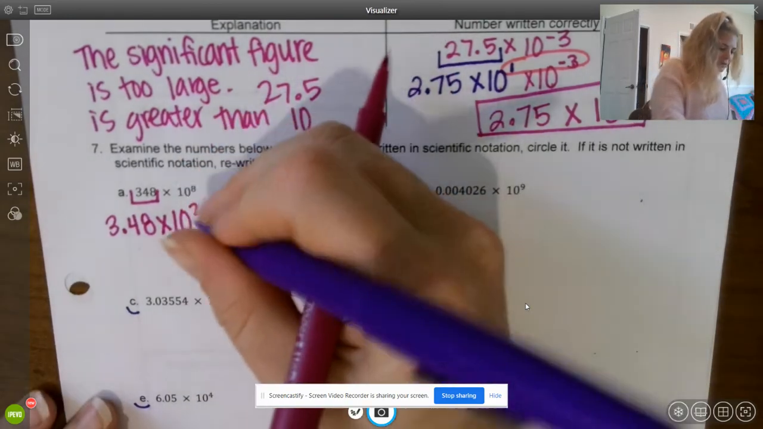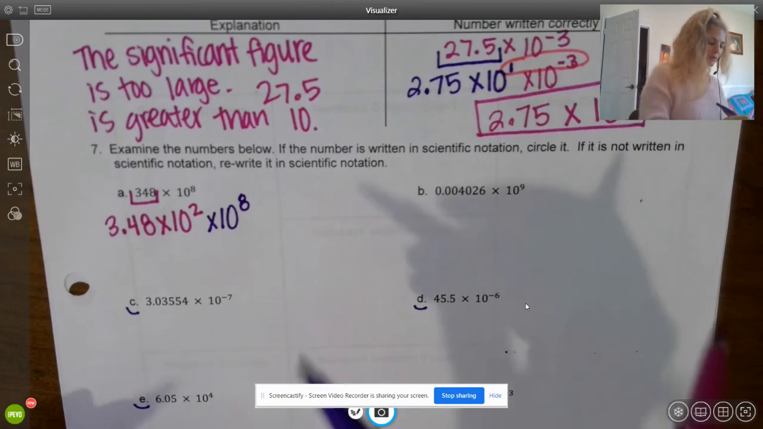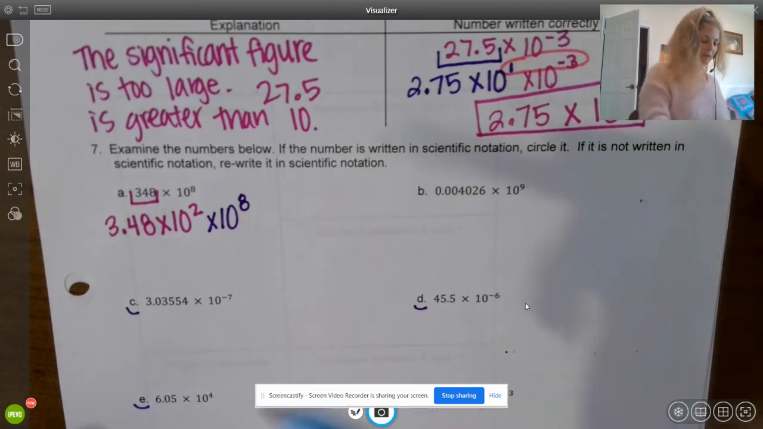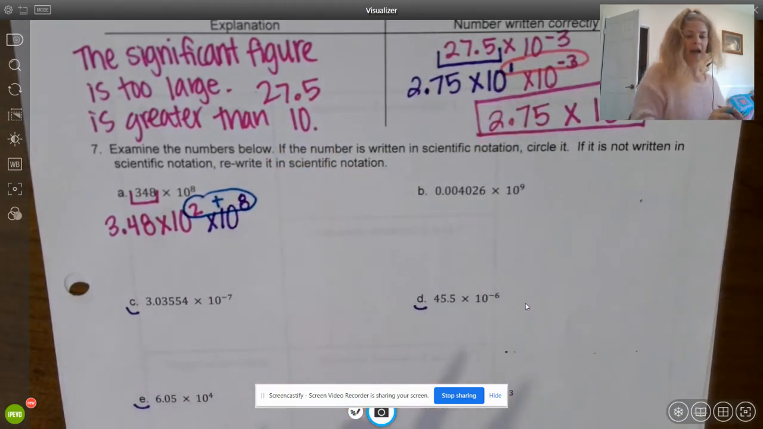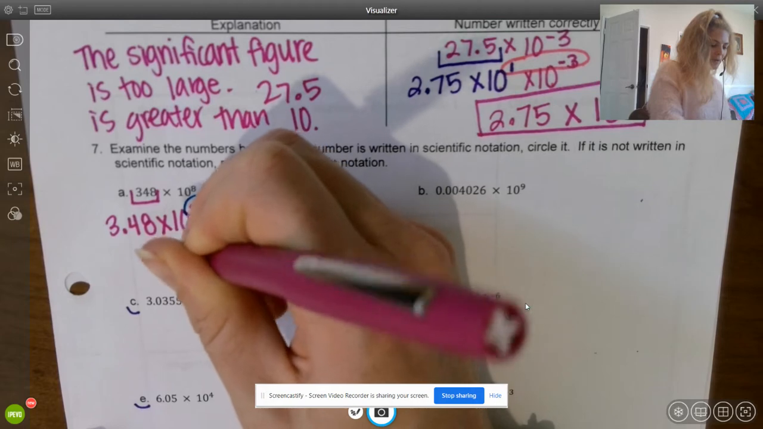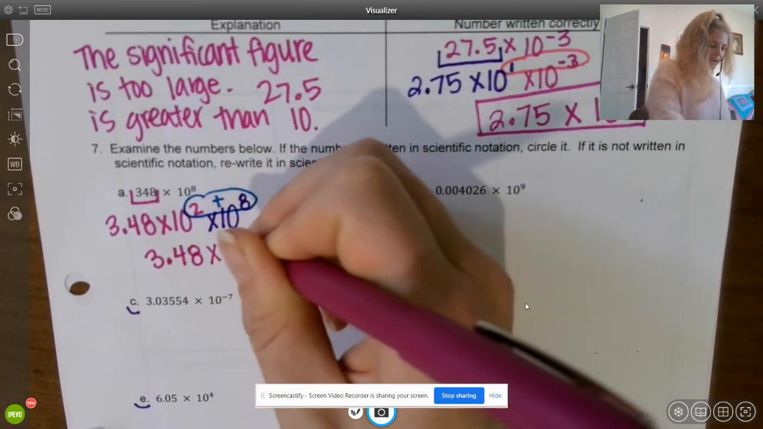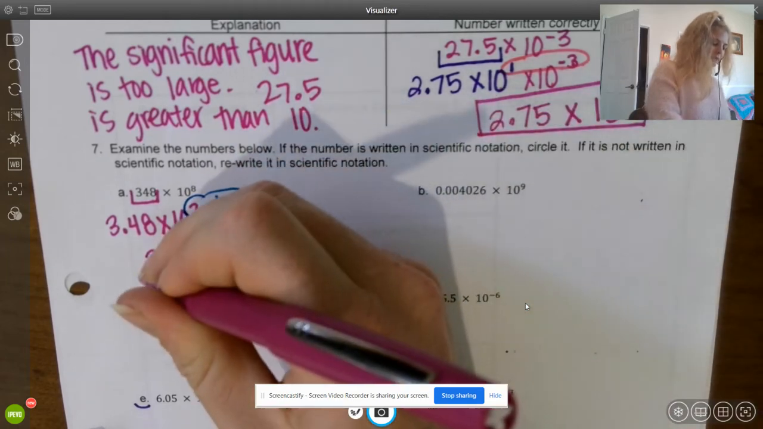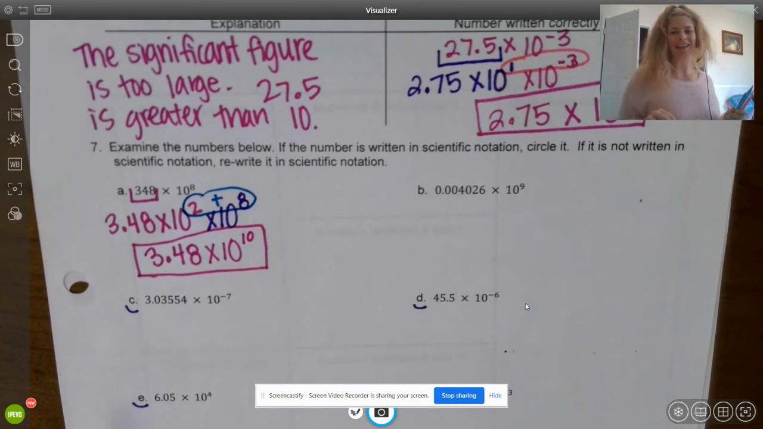Bring down times 10 to the eighth, and then think, oh, we're multiplying with the same base here, 10 to the second times 10 to the eighth. We add our exponents, and we'd end up with our final answer of 3.48 times 10 to the 10th power. Give it a box or a circle or some flair. It's your answer. And I said I'd do B with you.